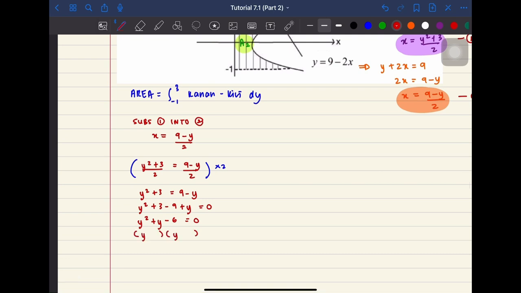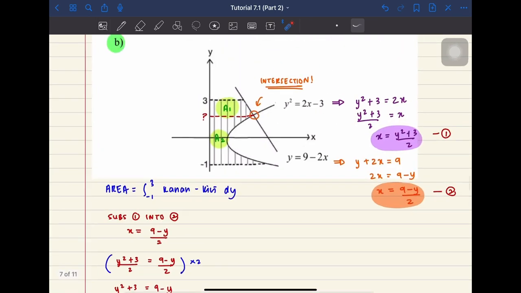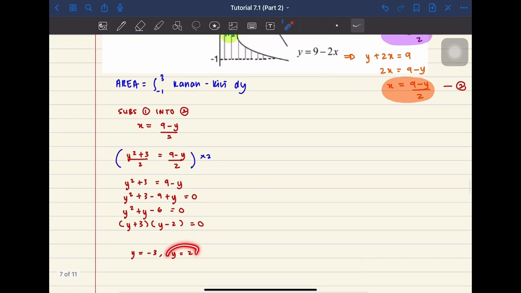So, dia jadi Y plus 3 dengan Y minus 2. So, you get two values which is Y equal to negative 3 and another one Y equal to 2. So, this is intersection ataupun value of Y yang intersect bertindih. Okay, so ada dua value dekat situ. So, awak nak ambil yang mana untuk here? Secara logiknya ia adalah 2.